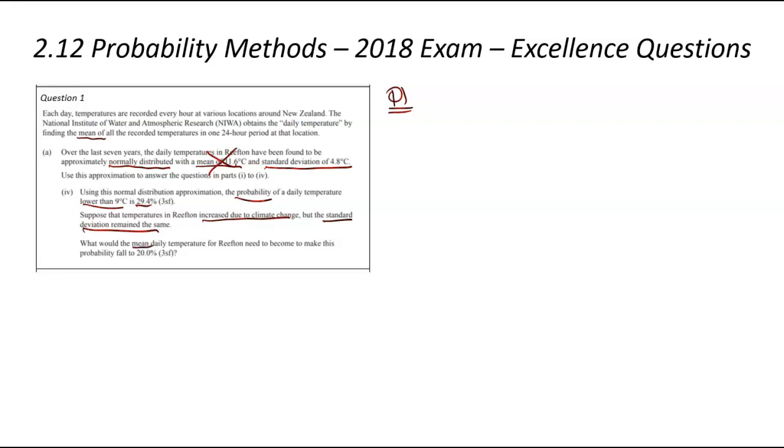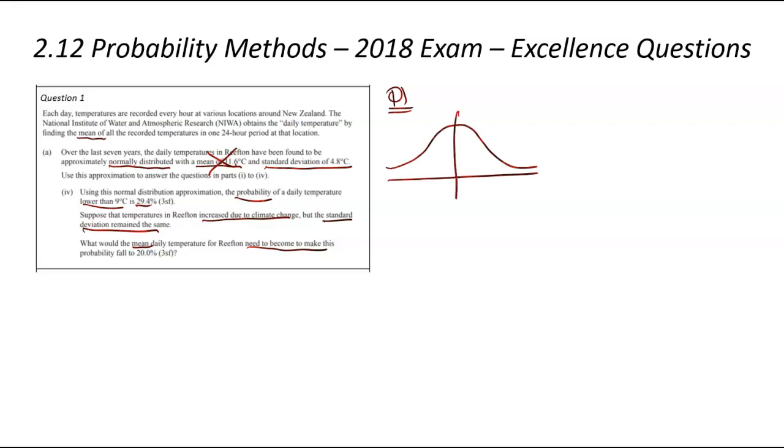What would the mean daily temperature be for Reefton to make this fall below 20%? And just noting, that word "this" refers to the lower than 9 degrees reference before. So let's get into it. Let's draw a normal distribution curve. That's always where I suggest we start with these questions.